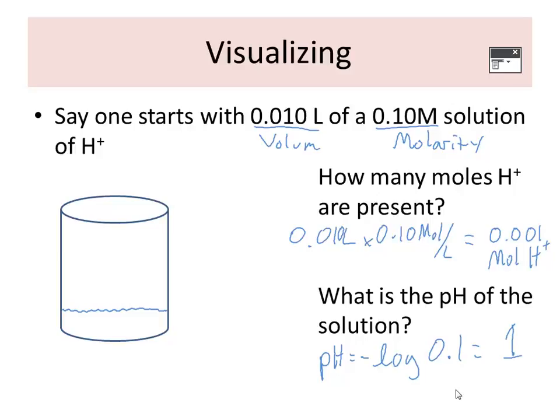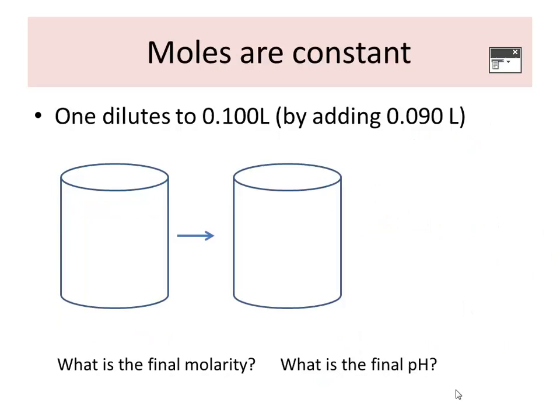Okay? So, going forward. What we had is 0.1 moles per liter, and we had 0.010 liters. So this is what we have here. Let's say that this represents how many moles I have. And how many moles is it? It was 0.001 moles.